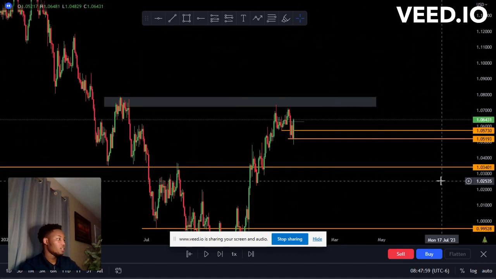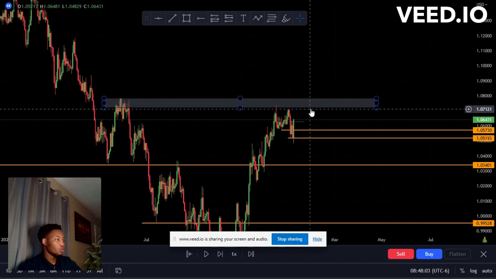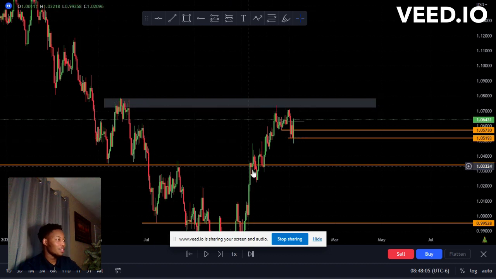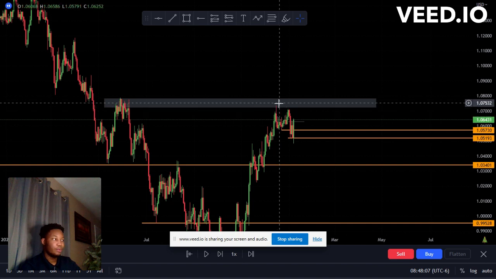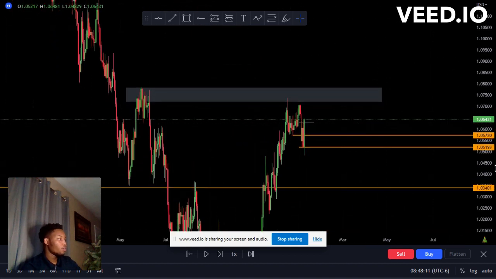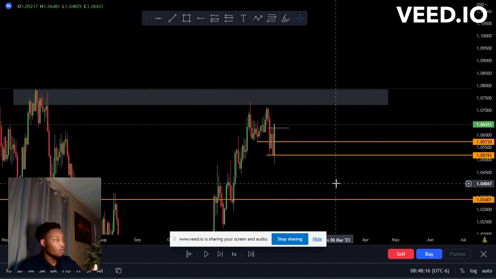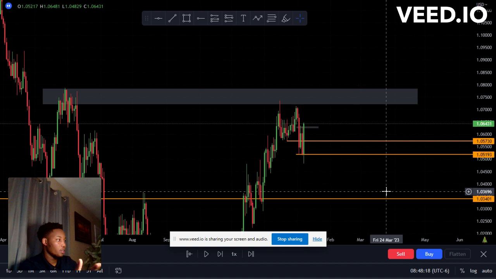So right now, this is a daily time frame, right? We have a huge resistance that the market refused to break. It tapped into the zone, but it didn't break it. So right now, let's go from daily downwards to the 4 hour and down to all the time frames we have.